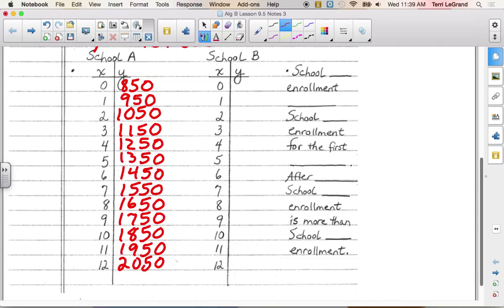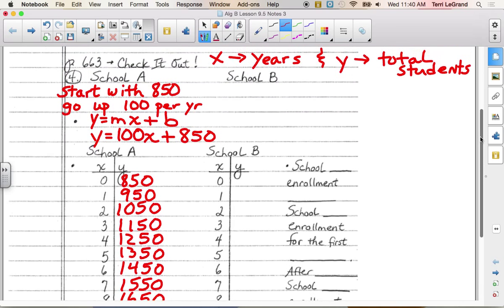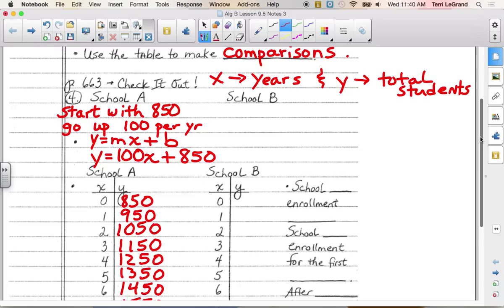Okay, do we all agree with the table? Did they all end at 2053? Yeah. Okay. So now we're ready to go figure out what's going on in School B. Let's get some information about School B.